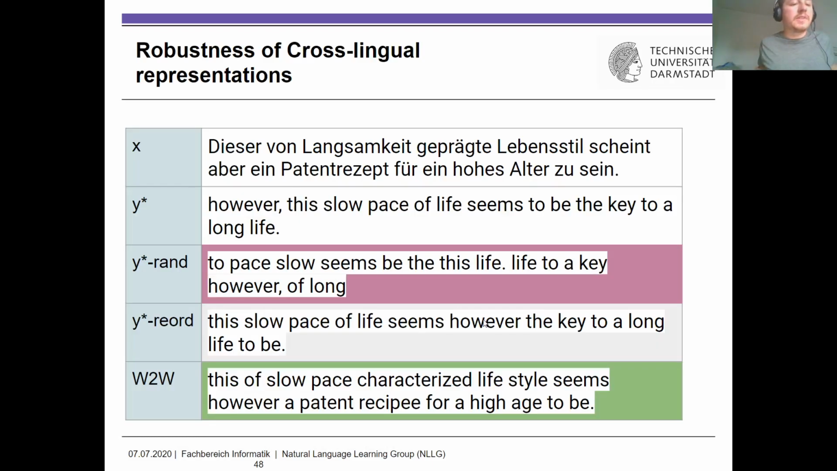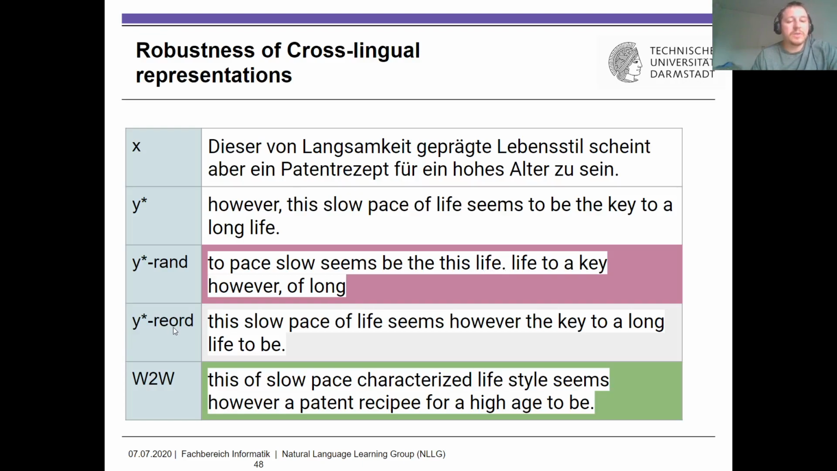So let's look at an example. We have the German input X. Dieser von Langsamkeit geprägte Lebensstil scheint aber ein Patentrezept für ein hohes Alter zu sein. Then we have the Y star, the human reference, given by an English expert who translated as follows: however, this slow pace of life seems to be the key to a long life. Then we have the random reordering. Well, that's just randomly shuffled words, right? Doesn't make much sense. To pay slow seems to be this life, etc., etc.